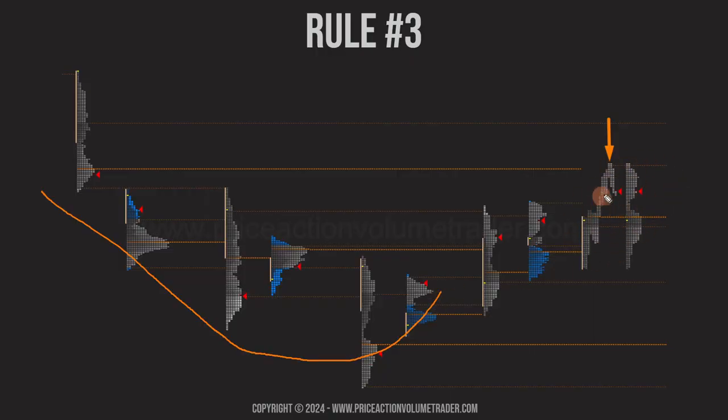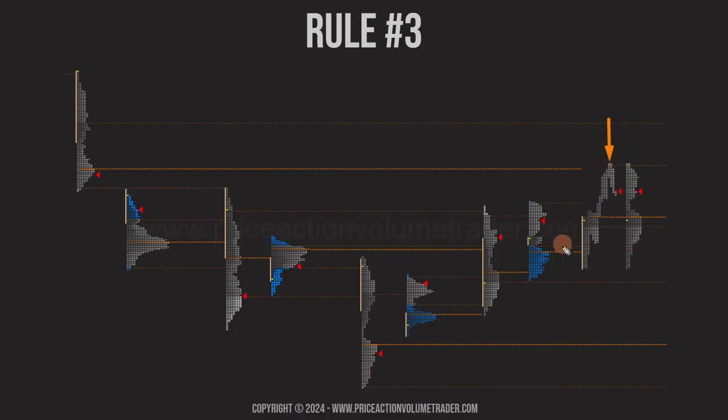And then on this last regular session, we had our open here. We had a quick flush down, which got bought up. We started moving up, and then targeted right into this naked point of control. And then that point of control gave us a little rejection, and we closed right over here. So, this move is not like a huge move, but if you're trading futures with leverage, this little trade would be a great trade to pull off during the day.